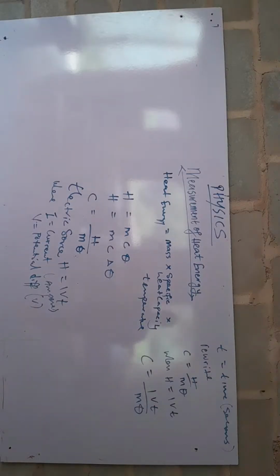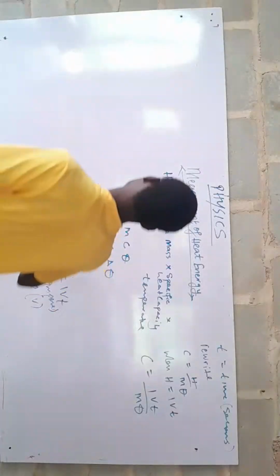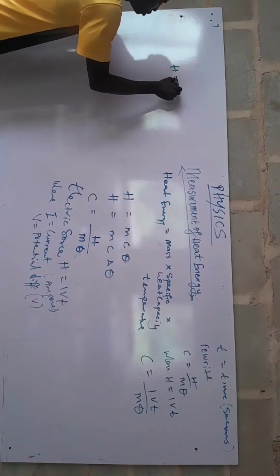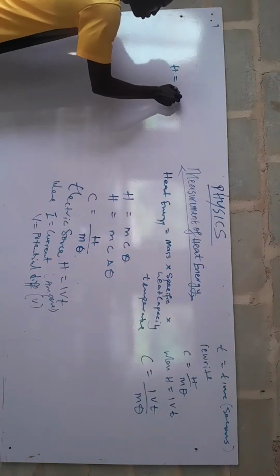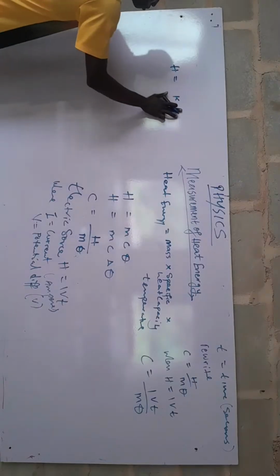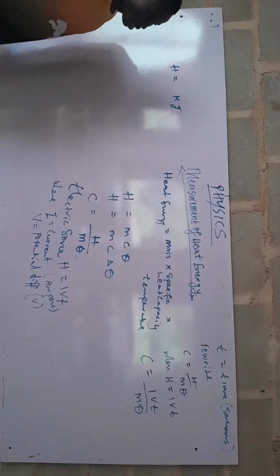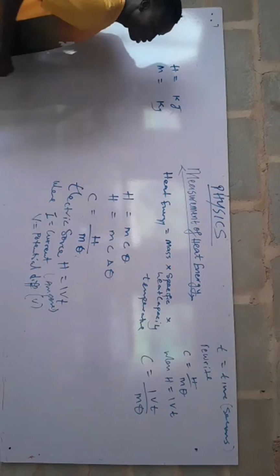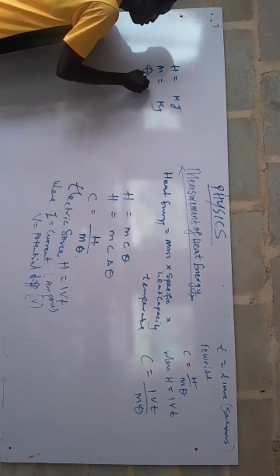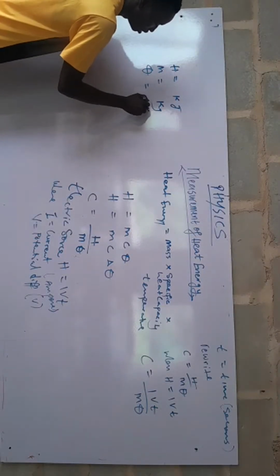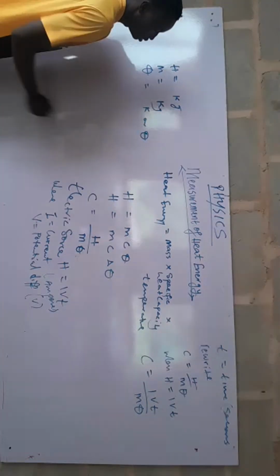But before I go into that, let's first talk about this. Heat is measured in joules, or kilojoules, take note of that, kJ. The M represents the mass in kilogram, and the theta represents the temperature, which can be in Kelvin or in degrees Celsius.